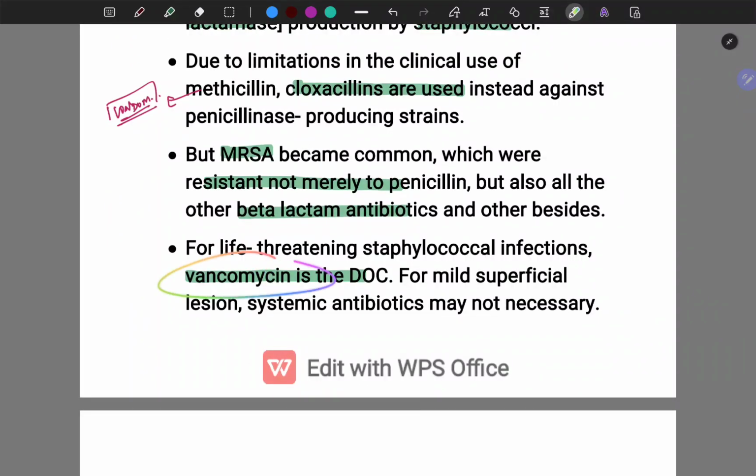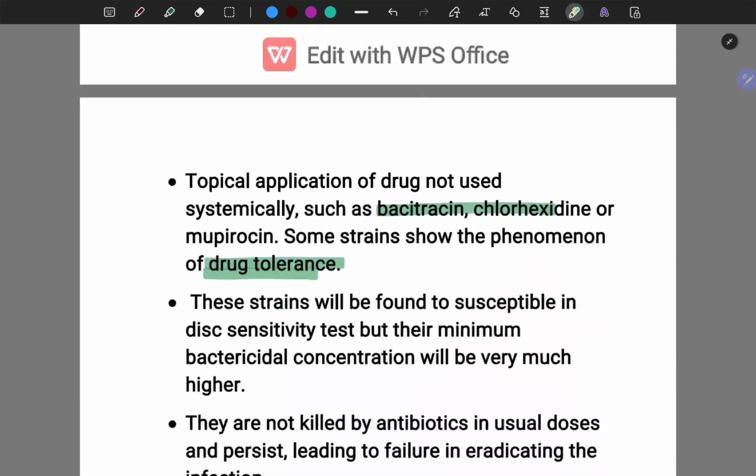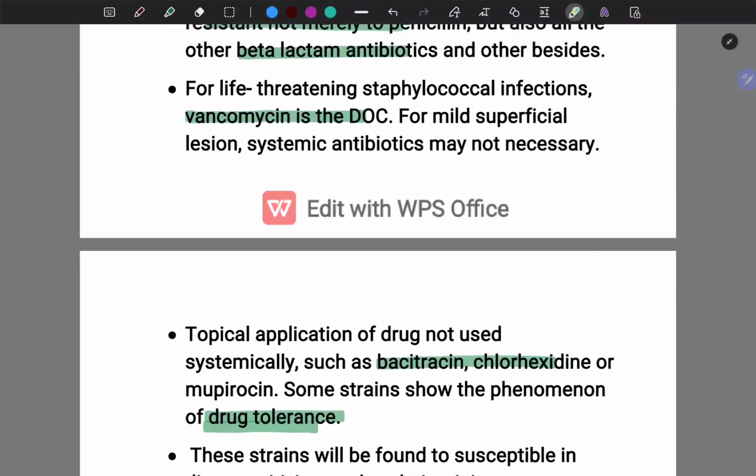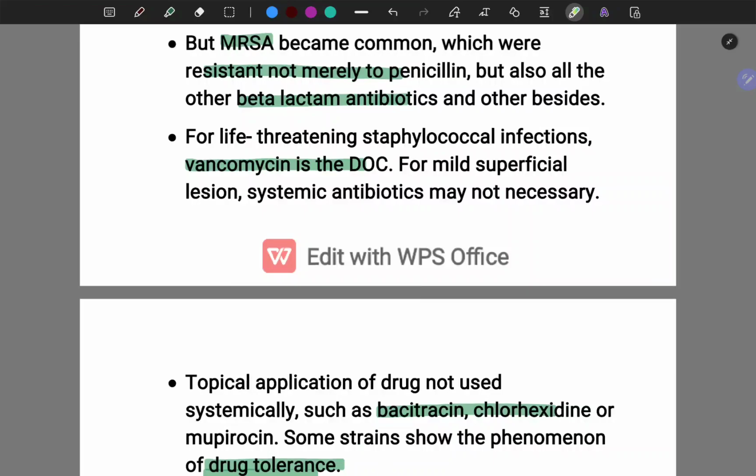So vancomycin is the drug of choice for MRSA. Other than vancomycin, what are all the drugs that we can use? Just remember this mnemonic: B, C, D, which is nothing but daptomycin, clindamycin, bacitracin. So these three drugs are very important and effective against MRSA.